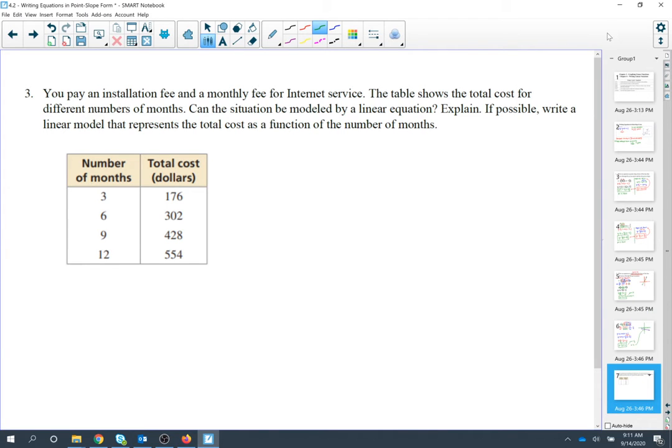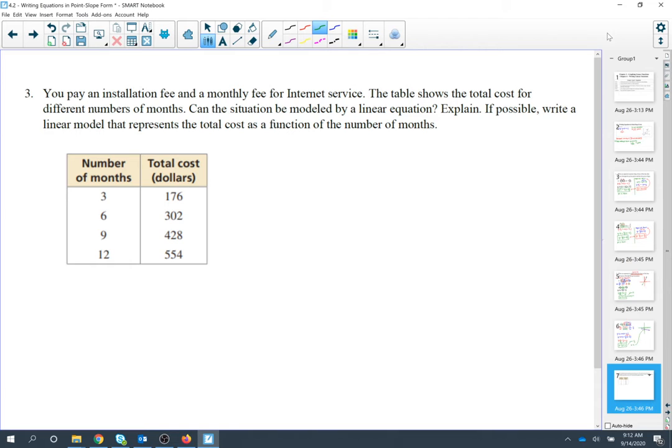Example 3. You pay an installation fee and a monthly fee for internet service. The table shows the total cost for different numbers of months. Can the situation be modeled by a linear equation? Explain. If possible, write a linear model that represents the total cost as a function of the number of months.